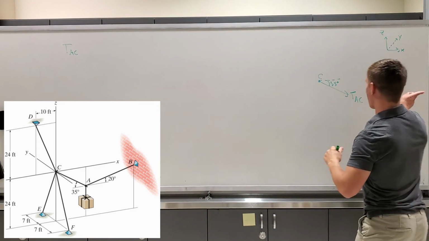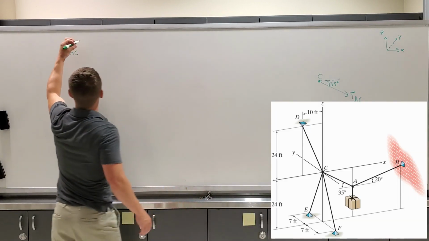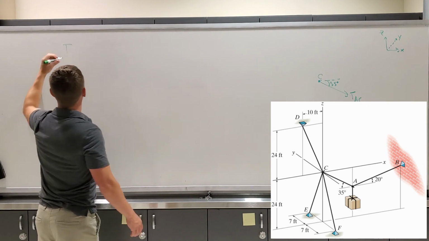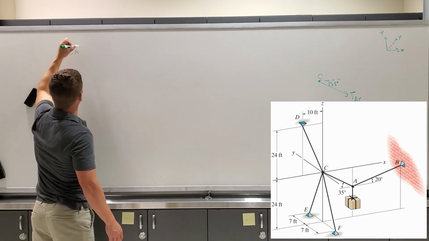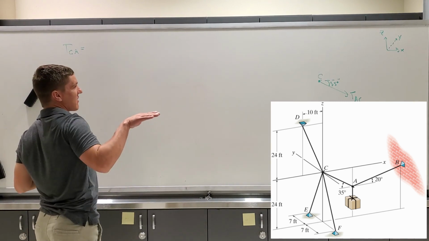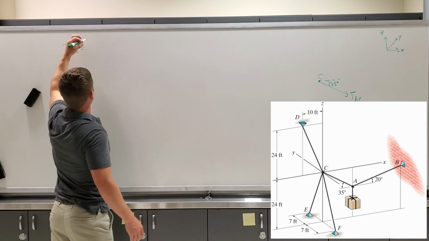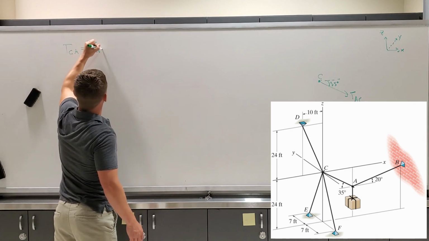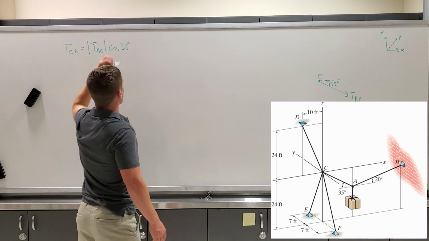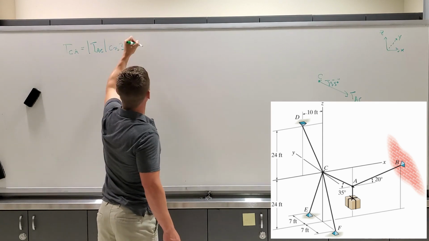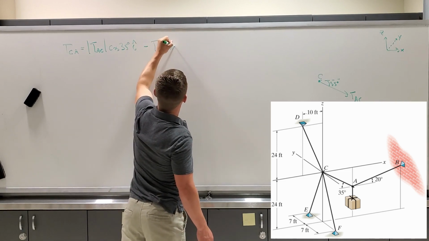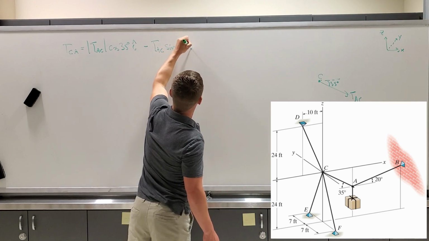So if this is going to be my X direction and my Z direction, I get that my TAC, or in this case, I want to be clear, I'm going to go TCA, the tension from C towards point A, is going to be at a cosine 35 in the positive X direction. So I get TAC cosine of 35 degrees in the I direction, and then we have a minus TAC sine of 35 degrees in the K direction.